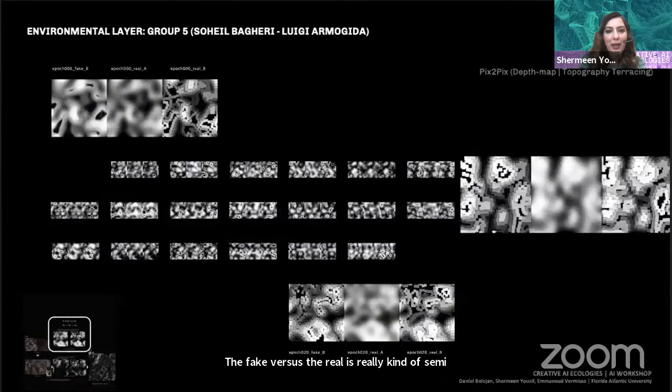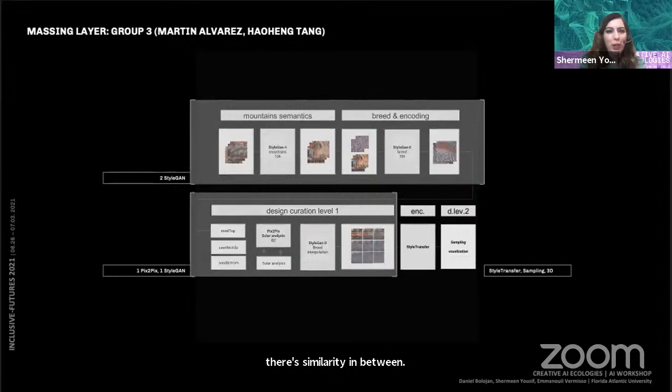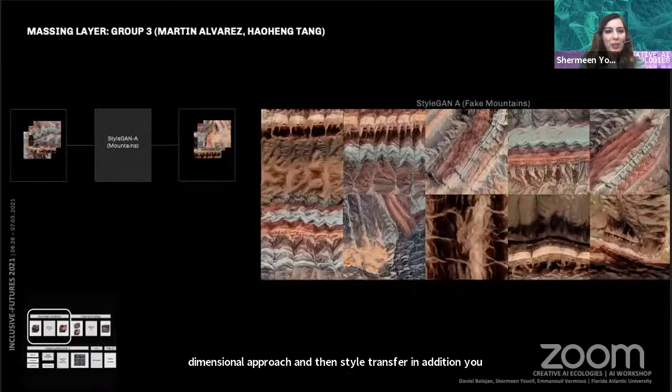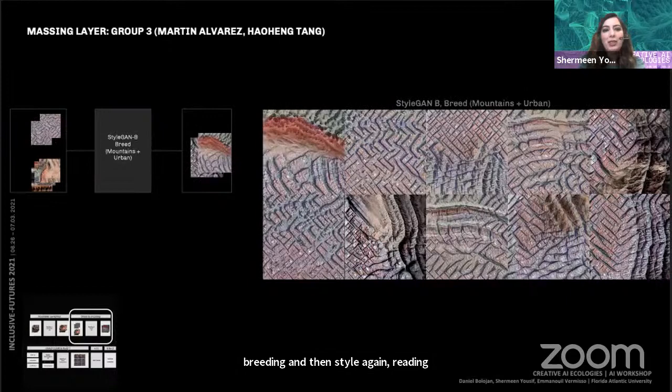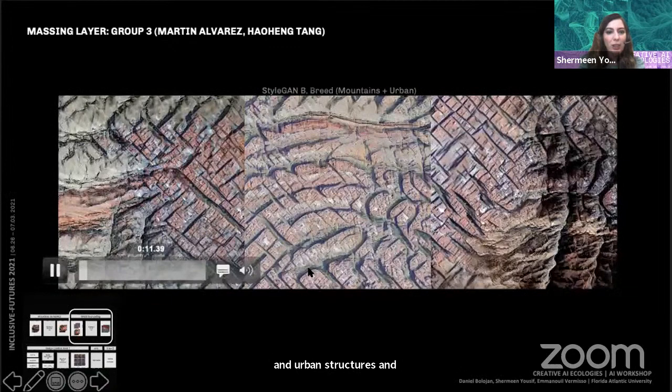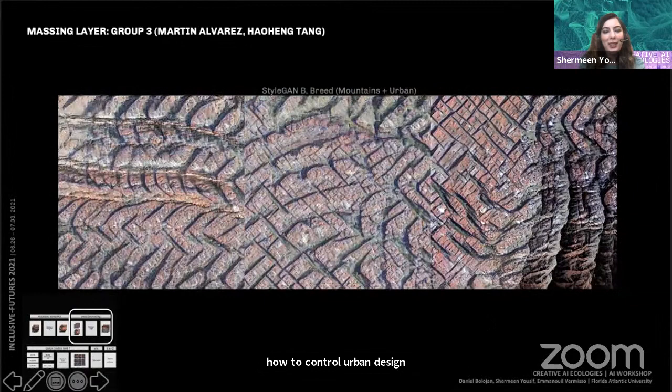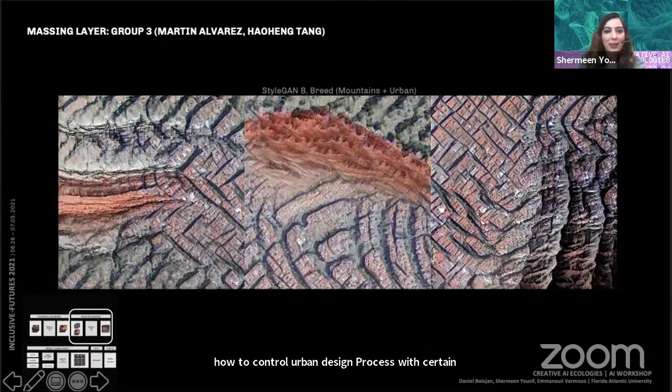The third layer was to move to a three-dimensional approach, so massing. In this case, you can see this group went with multiple StyleGANs and one pix2pix, and on the lower side of the workflow is also another StyleGAN. And then they added more post-processing approaches in terms of sampling and methods for a three-dimensional approach, and then style transfer in addition. You can see their StyleGAN mountains breeding, and then StyleGAN breeding mountains and urban structures. And you can see certain interpolation videos as the three of them should be moving, yes, I think. And these are representations of how to control the urban design process with certain structural and compositional aspects that designers are actually controlling.